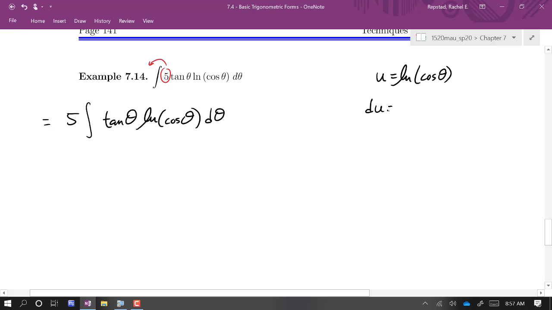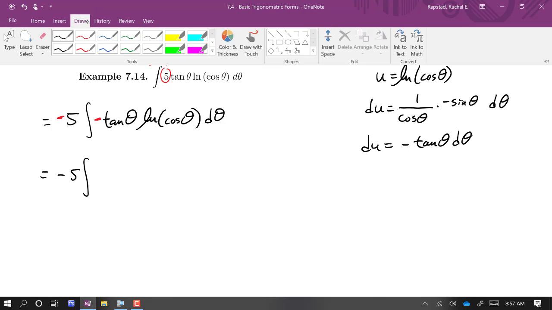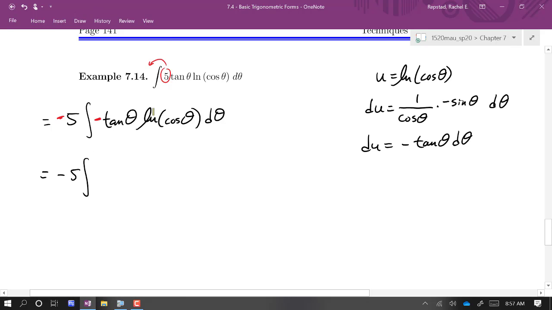And then taking the derivative, du will be 1 over cosine theta times negative sine theta d theta, or simplifying this, du is a negative tan theta d theta. So there we go. We have our du showing up. We're just off by a factor of -1. I'm going to throw that in, compensate outside, and now let's see what we got.